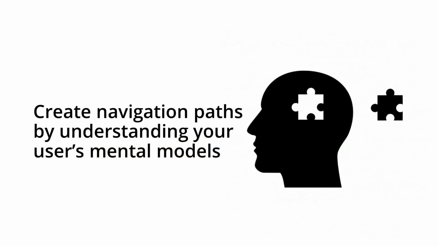Now it is better to understand your users' mental models. What information are they looking for? How would they structure it? What categories would they use? And how would they rank the information? What path does this create?